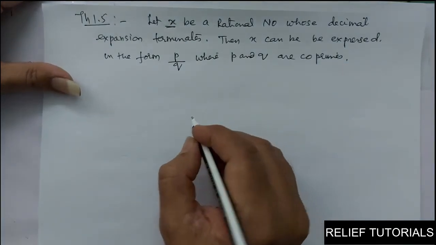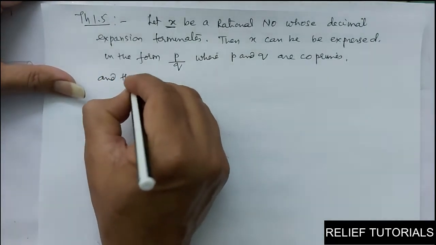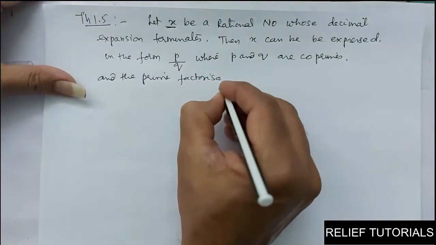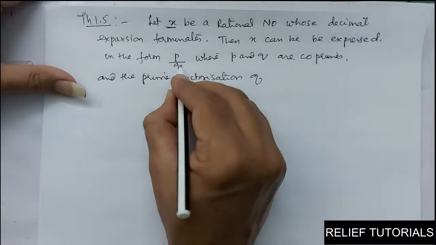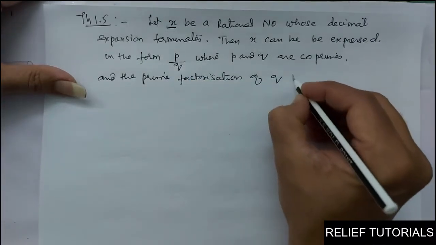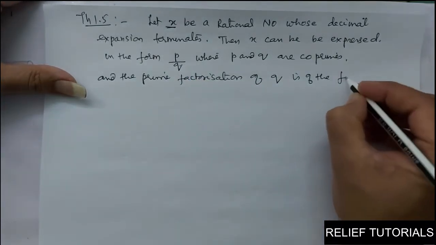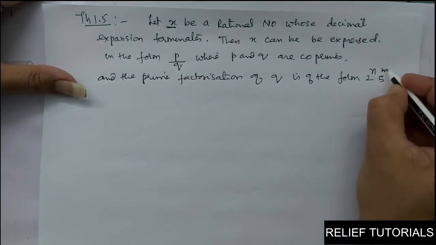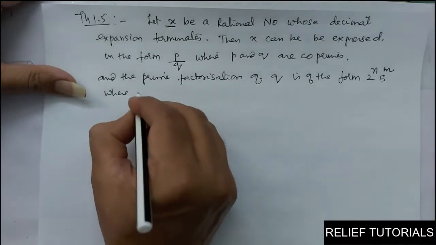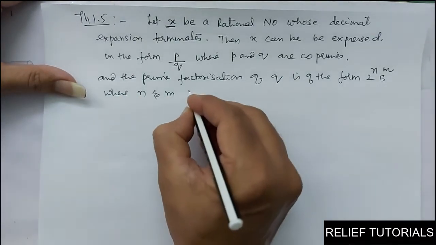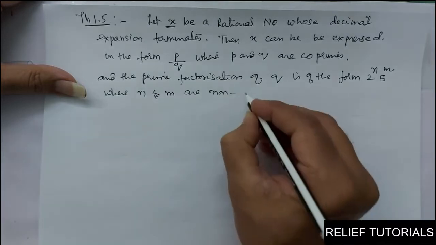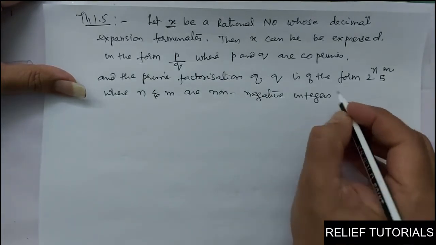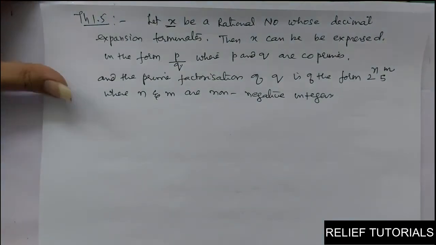Reduced form. And the prime factorization of the denominator q is of the form 2 raised to n, 5 raised to m, where n and m are non-negative integers. Have you got it, friends? See, I have explained this very well if you know that. See, look at here.